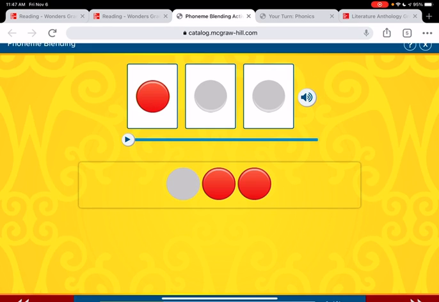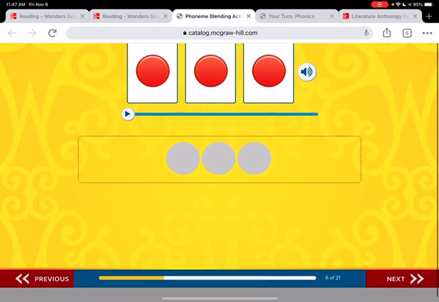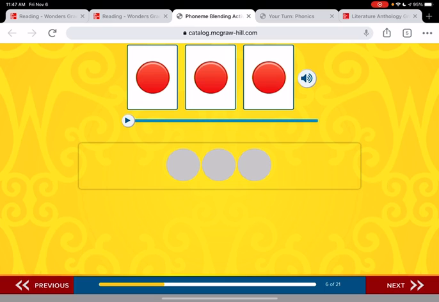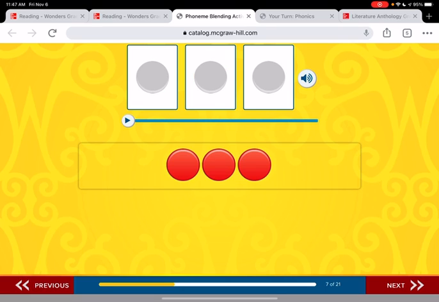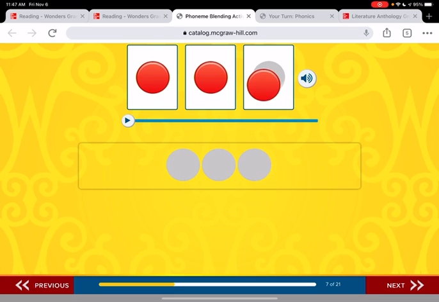Hope. H. O. P. Hope. Is hope a long O or a short O? It's a long O because it makes the O sound. Hope. Great. All right, one more because we're going to do these in class too. Top. T. O. P. Is top a long O or a short O? It's a short O because it makes that ah sound.